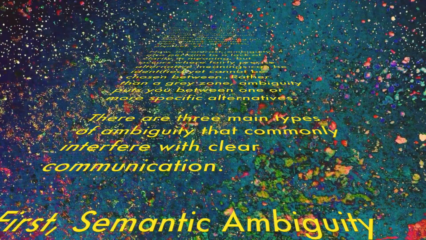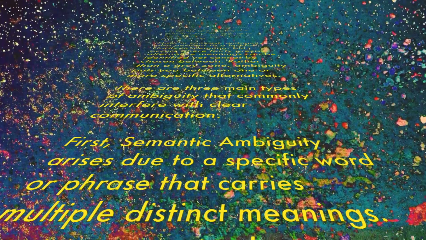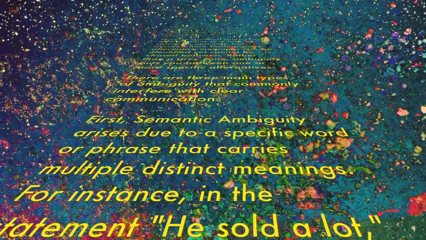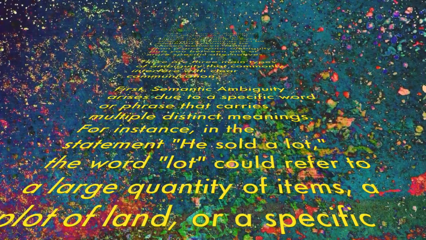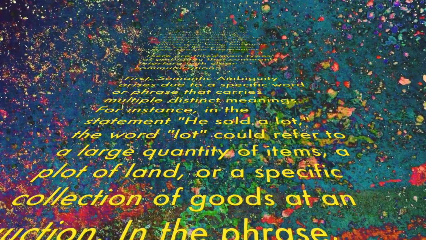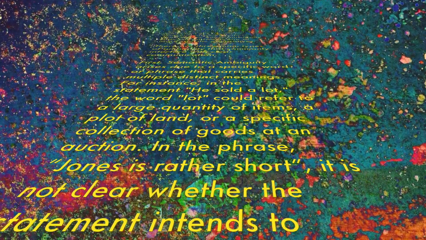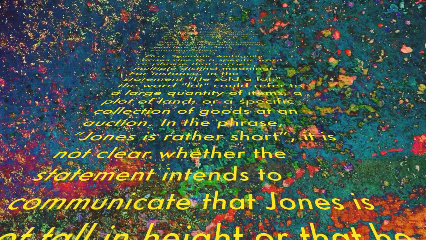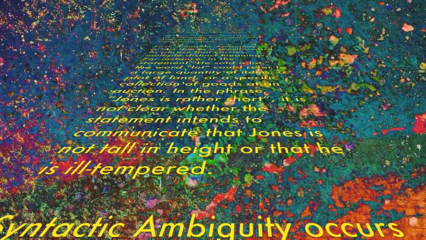First, semantic ambiguity arises due to a specific word or phrase that carries multiple distinct meanings. For instance, in the statement, "he sold a lot," the word "lot" could refer to a large quantity of items, a plot of land, or a specific collection of goods at an auction. In the phrase, "Jones is rather short," it is not clear whether the statement intends to communicate that Jones is not tall in height, or that he is ill-tempered.